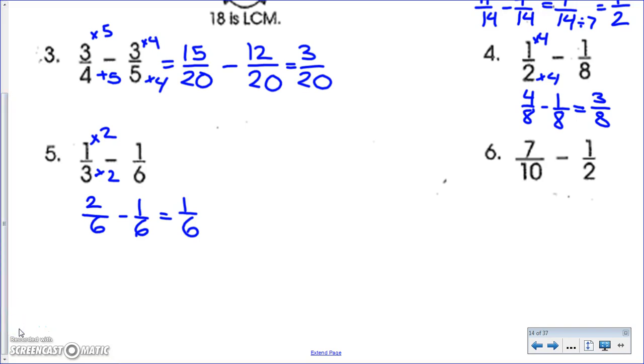Finally, for number 6, we have 7/10 minus 1/2. We already know 10 is the least common multiple there, so we're going to multiply the 1/2 by 5 for the numerator and the denominator to get up to tenths. So then we get 7/10 minus 5/10, which gets us 2/10, which we know we can divide 2 and 10 by 2, which will get us 1/5.